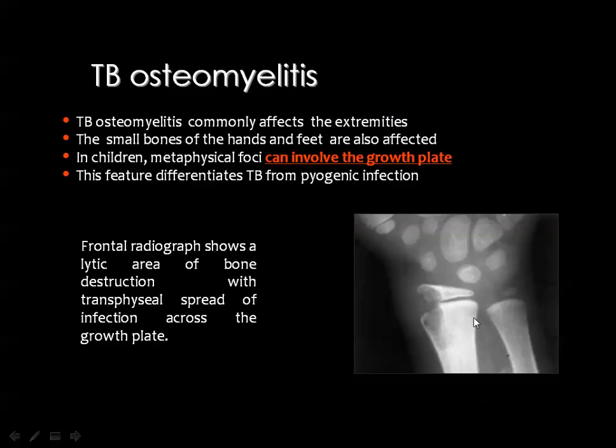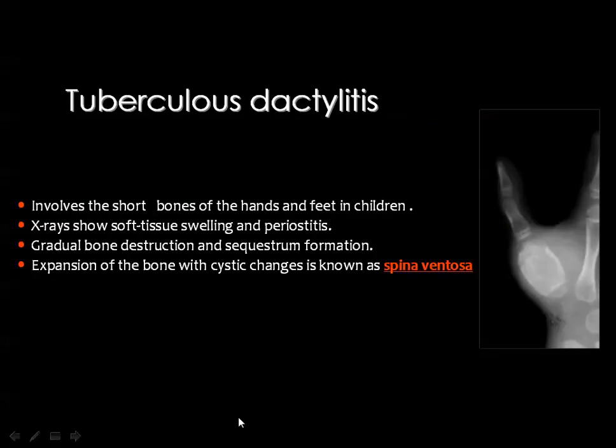Also, this is considered one of the pathognomonic signs of TB, that it can cross the physeal line. TB osteomyelitis may affect the extremities, as you all know, and it may also involve the small bones of the hand and feet. And in children, metaphyseal foci can involve the growth plate, as you can see here, and this feature differentiates TB from pyogenic infection.